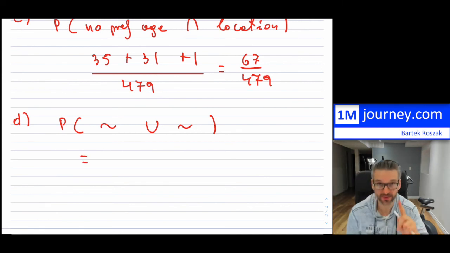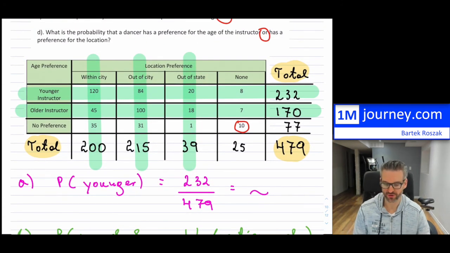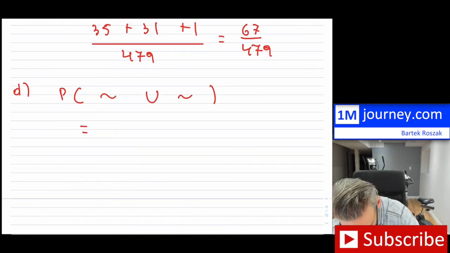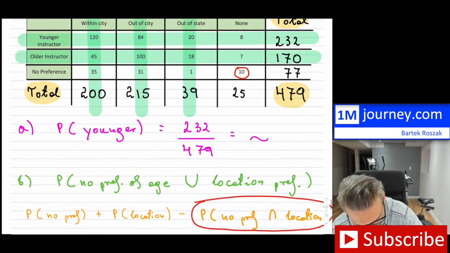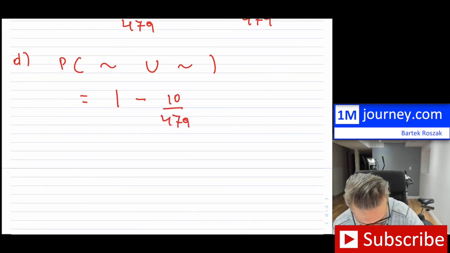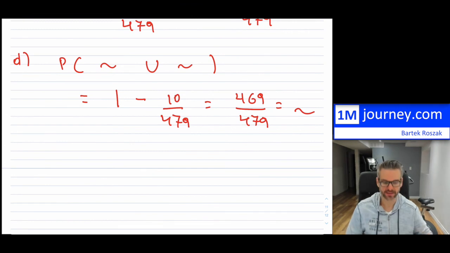Now this is not the same thing as B, okay? So be careful, because here we have a preference for the location and a preference for the age. In B we had no preference of the age. So I'm going to use the complement. So 1 minus, and that was our only one. So it's 10, so 10 over 479. And that's going to be 469 all over 479, which you can find the percents if you wanted to. But that's how you would tackle this one.